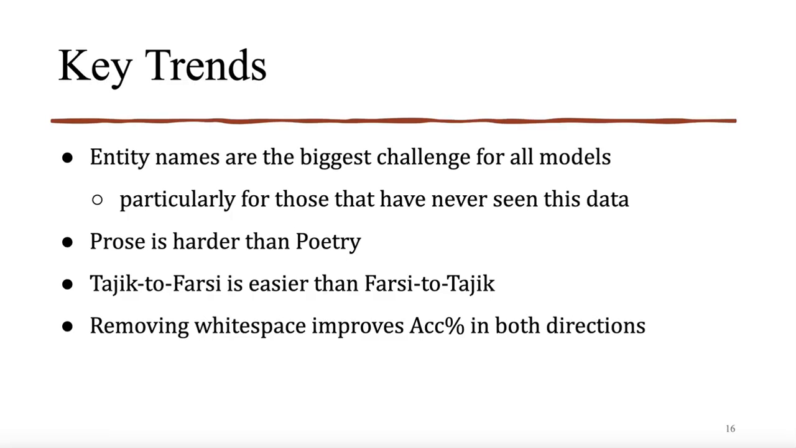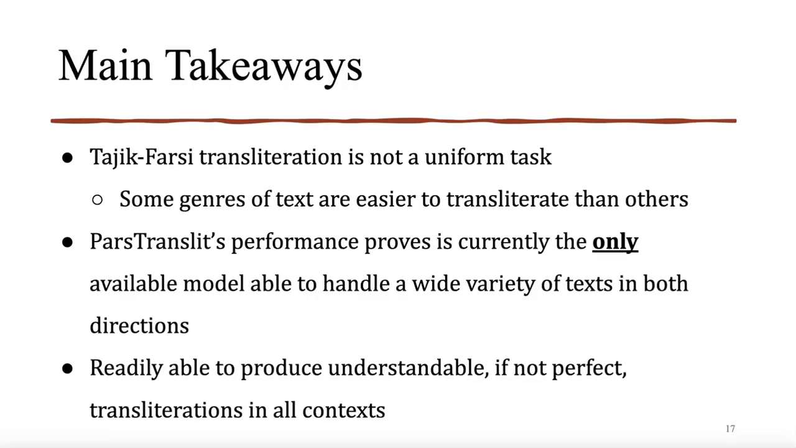So like I said earlier, these are some of the key trends regarding entity names and difficulties in direction. And something I didn't mention earlier was that removing whitespace also proved to improve accuracy in both directions. All the models got a boost from that to varying degrees. So it's clear that whitespaces are a problem.